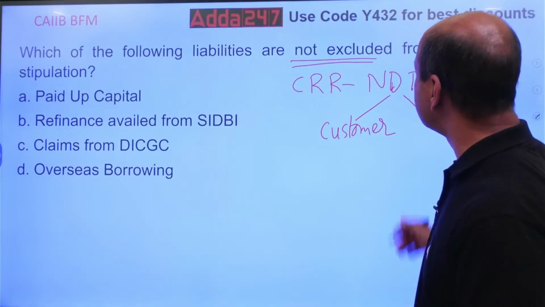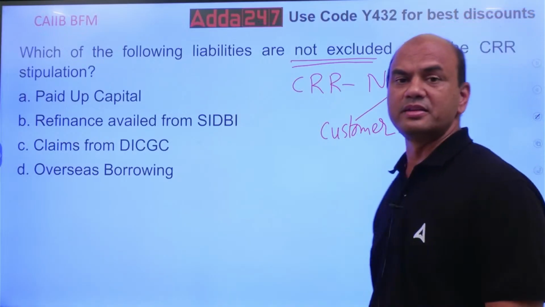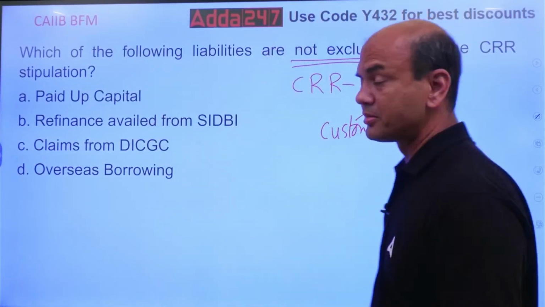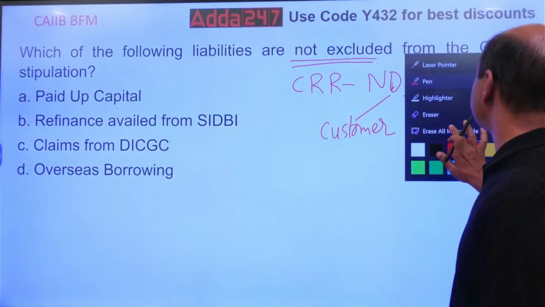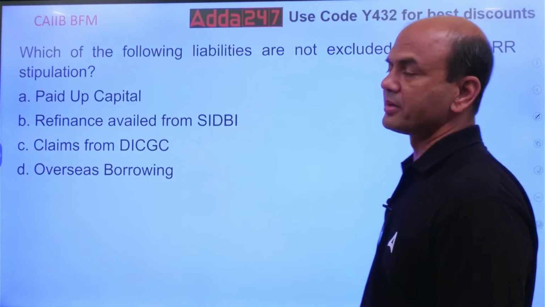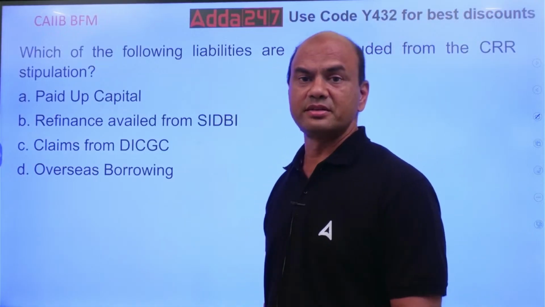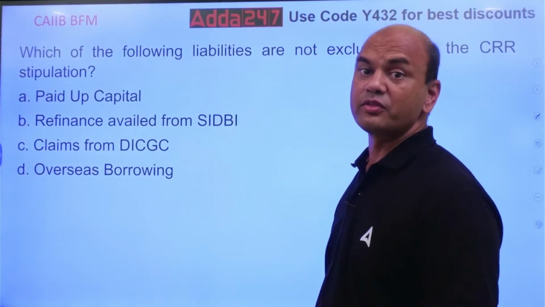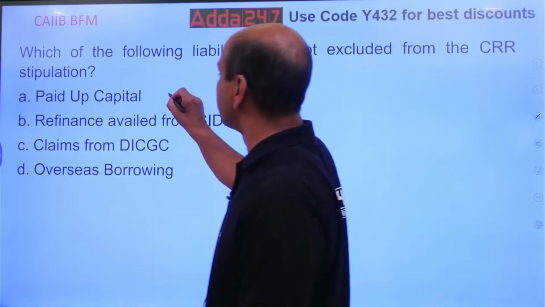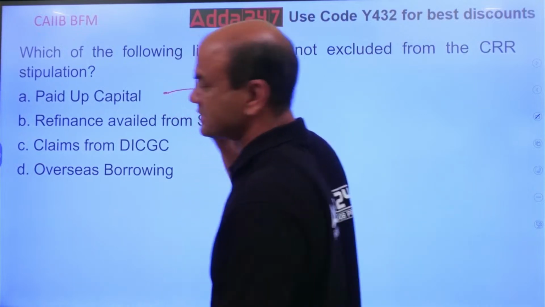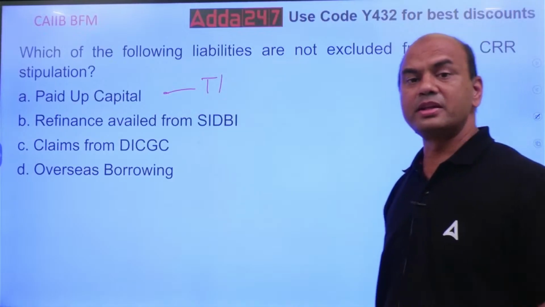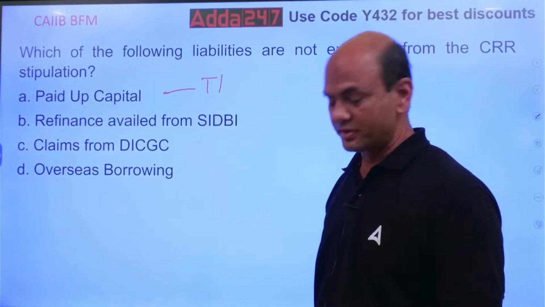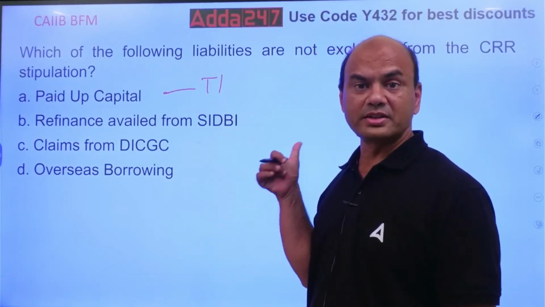So what do we include in this demand and term liabilities then? Paid up capital. Is it a part of demand and term liabilities? Let's see one by one. Paid up capital is a part of the capital part, tier 1 capital. This is not the part of your business. It's a part of your capital. So that's why this will never be included in your CRR calculations.